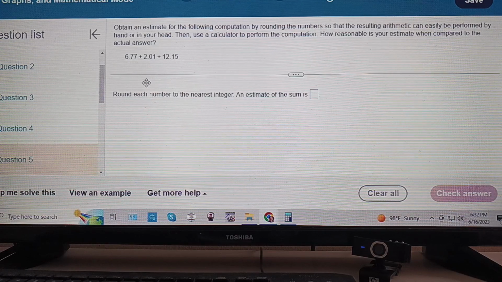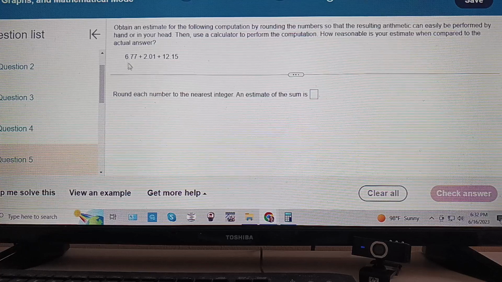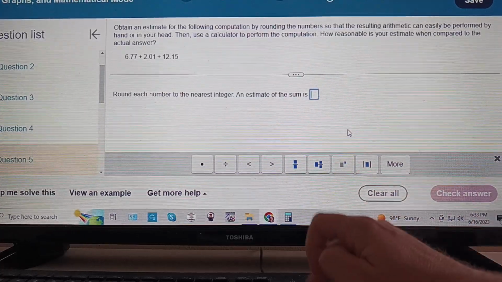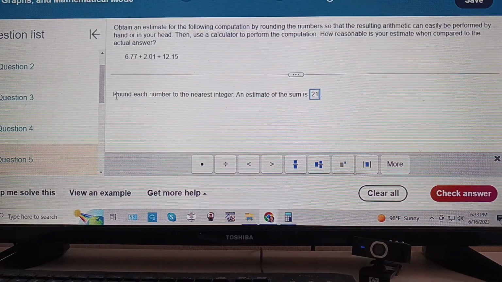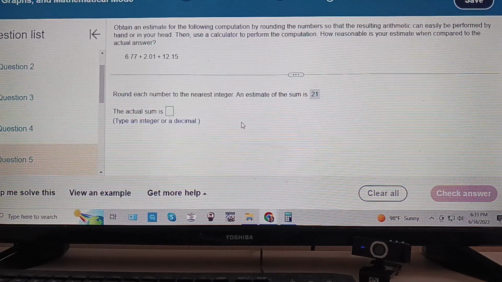Okay, so what I would do is take $6.77 and just round that to $7. And definitely $2.01, round that to $2. And then 12.15, round that to $12. Just round to the nearest dollar. So $7 plus $2 is $9. 9 plus 12 is 21. And I was looking for this in the paragraph, but here it says round each number to the integer. I wasn't sure if that's what they were doing, but that's a common strategy, yes. So that's $21. That could possibly be done in somebody's head.